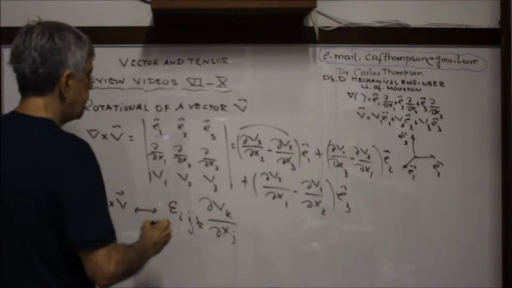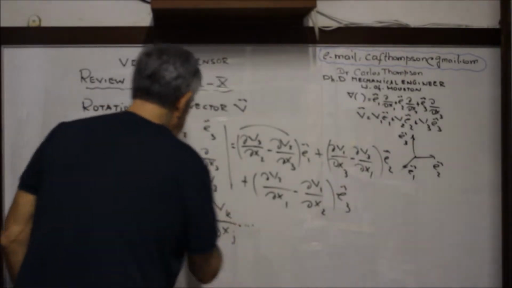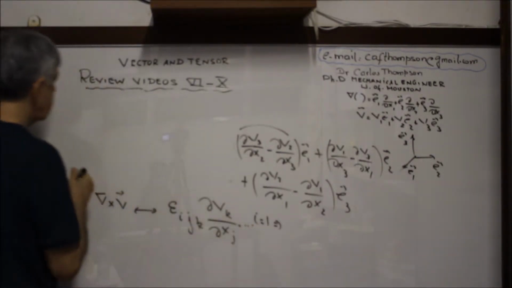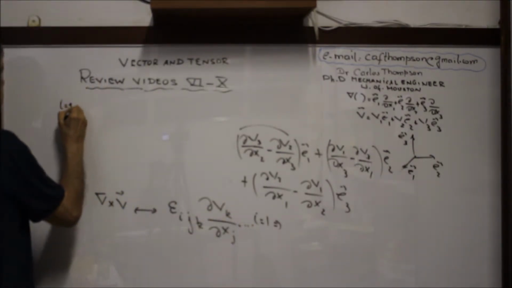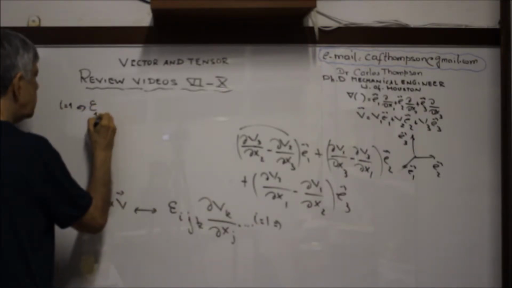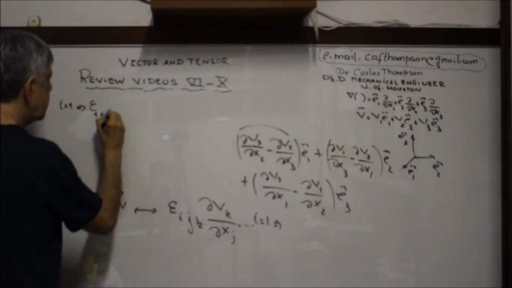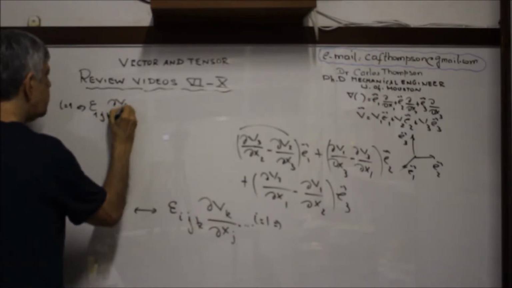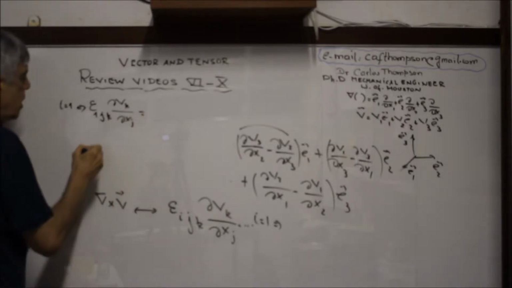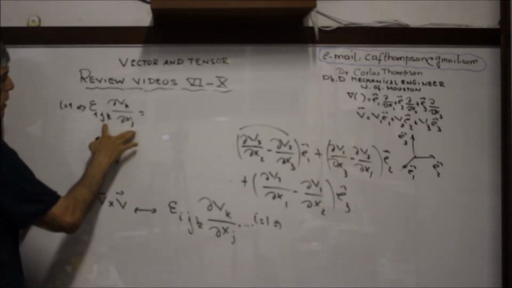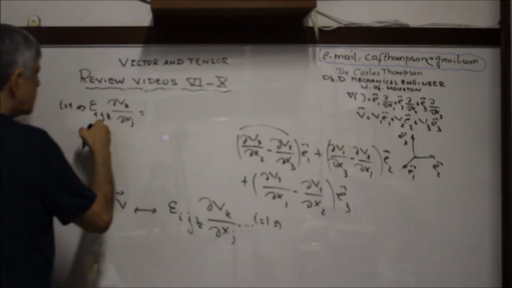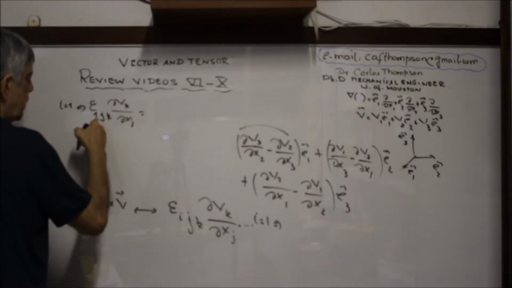Let's make i equal 1. Write down here, i equal 1. Okay? i equal 1. This will be epsilon 1jk partial of vk with respect to xj. This is equal. You see, now j is dummy and k is dummy. So let's add j.